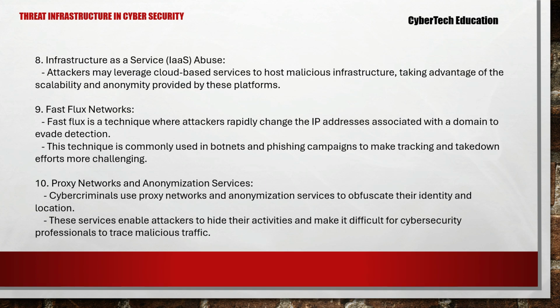I just want to repeat it for your confirmation: fast flux is a technique where the attacker, or actor, rapidly and randomly changes the IP address associated with a particular domain to evade detection. So the team is unable to detect where the domain or the IP belongs. That's how the fast flux network is used in threat infrastructure. This technique is commonly used in botnets and phishing campaigns to make tracking and takedown efforts more challenging.